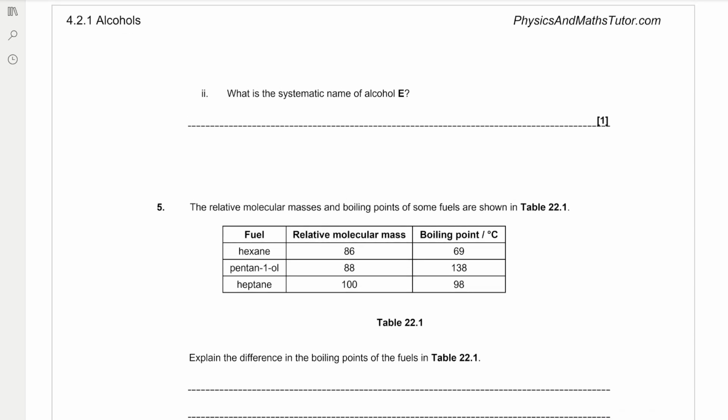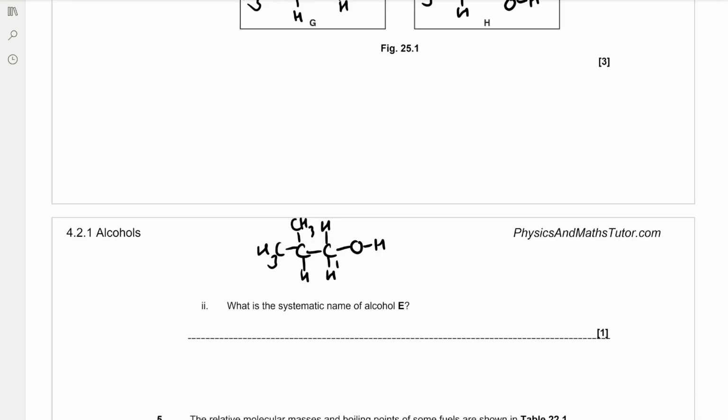What is the systematic name of alcohol E? So let's draw out alcohol E. You can see that the longest chain is 1, 2, 3 carbon atoms, and we have a branching at position 2. So it's 2-methyl, and then the alcohol group is at position 1, so it's 2-methylpropan-1-ol.